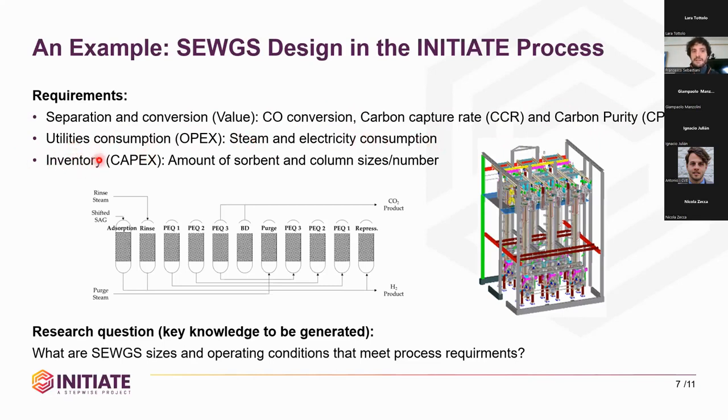Looking at the steam and electricity consumption of the technology itself. And finally, the inventory. We will also have a requirement of, for instance, how much space this technology needs to occupy to be placed in a certain plant, or how much sorbent can be used to cost effectively operate the system.